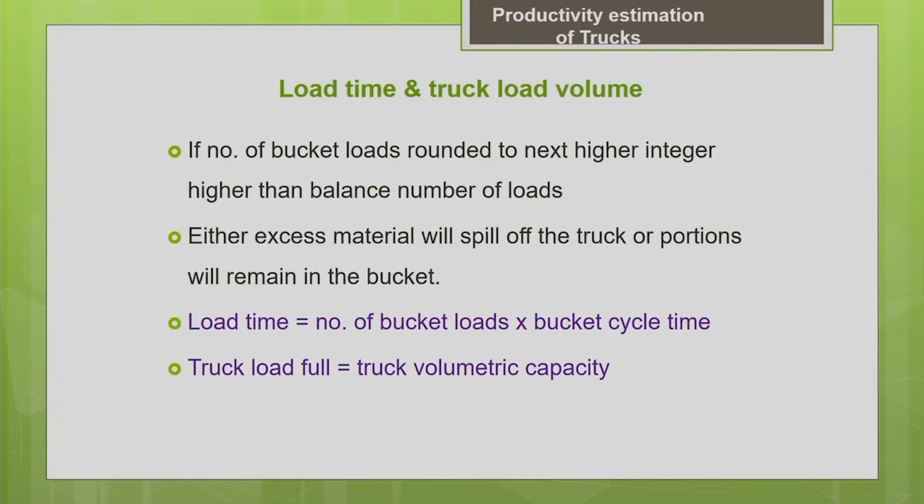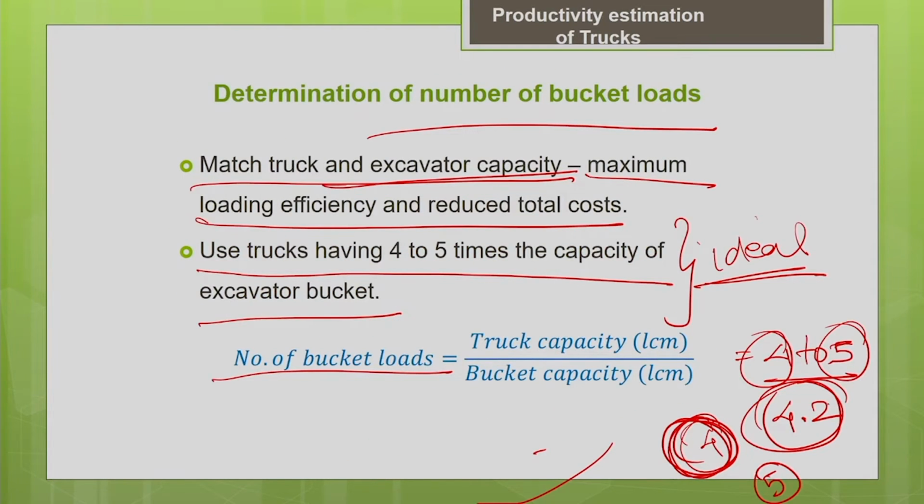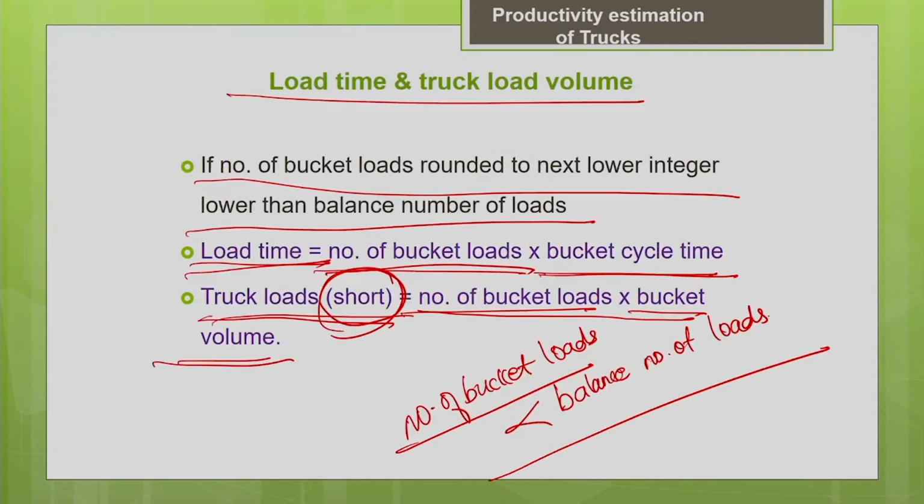Now, the next case is, say the number of bucket loads which we are going to adopt is greater than the balanced number of loads. So, now we have rounded it to the higher end. Say I got 4.2 and I am rounding it to 5. In this case, it means I am trying to load the truck beyond its capacity. So, obviously, there will be spillage of material.